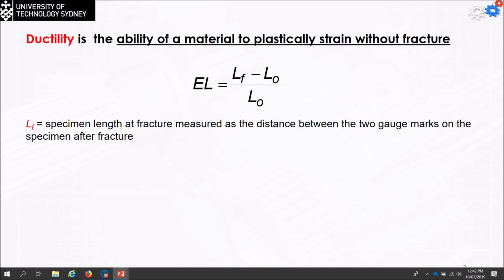To define that, the EL is simply equal to the length LF, which is the specimen length at fracture measured as the distance between the two gauge marks, minus the original length, divided by the original length.